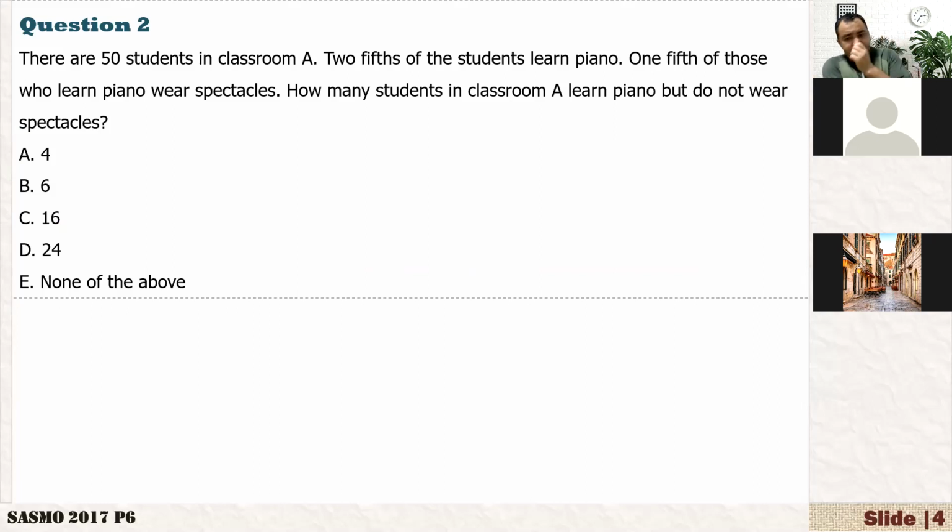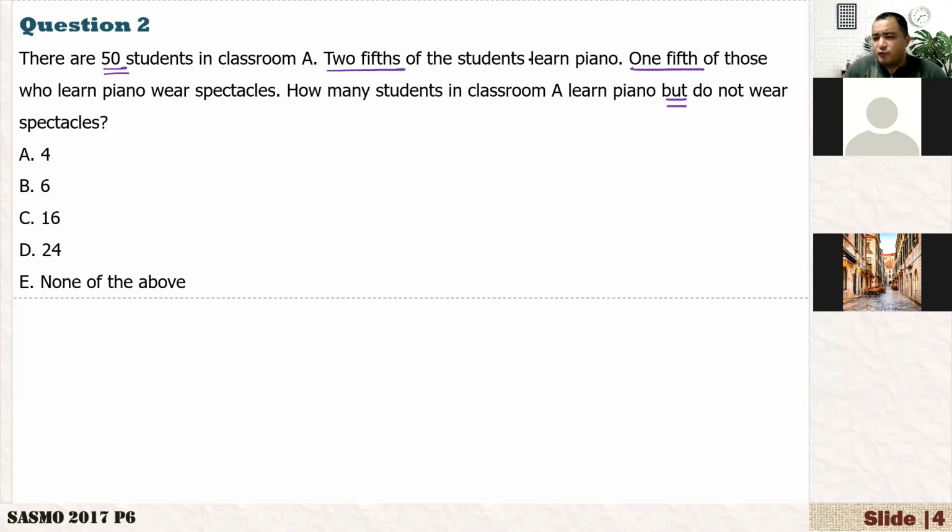Fikri, read the question. There are 50 students in a classroom A. Two-fifths of the students learn piano. One-fifth of those who learn piano wear spectacles. How many students in classroom A learn piano but do not wear spectacles? Okay. And also in Sasmo Day, when you read the question, you need to highlight the keywords. Here altogether we have 50 students.